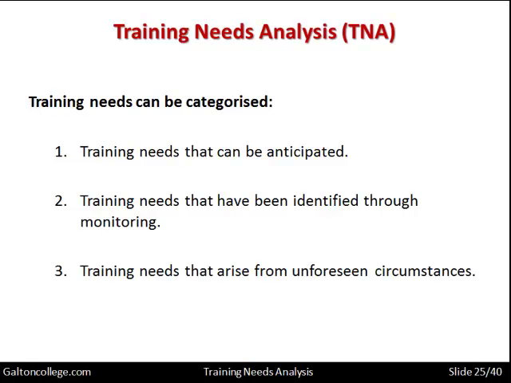Sometimes training needs arise from unforeseen circumstances. Sometimes organizations just encounter situations that were unanticipated. It could be, for example, raw materials that arrive in a company are not very good. The raw materials don't meet standards, but the company has to work with them because there's no alternative. Perhaps the next shipment of raw materials wouldn't be for weeks or months in the future, so they have to work with what they've got. This is unforeseen.